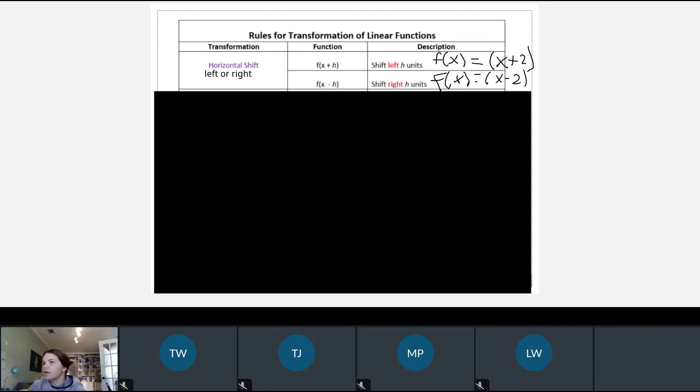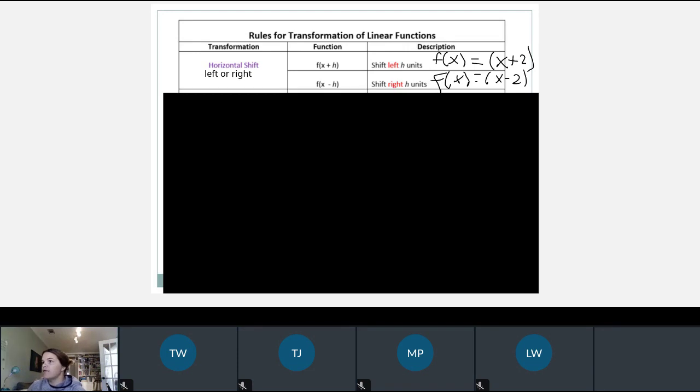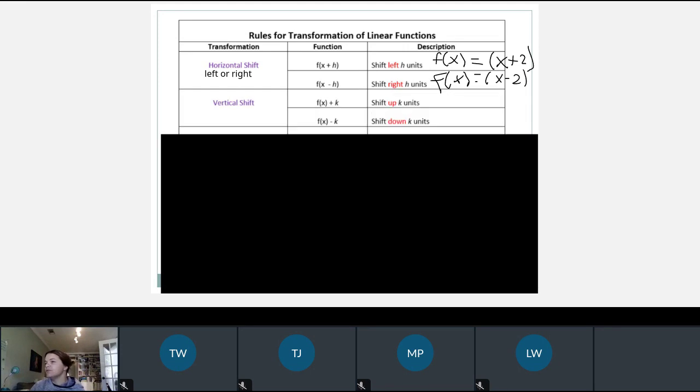Okay. So just like we can have horizontal shifts where we're going left and right, we can also have vertical shifts. And this one tends to make a little bit more sense. So a vertical shift means that we are shifting up or down. This time, the difference is that we are adding a number outside of the original input.